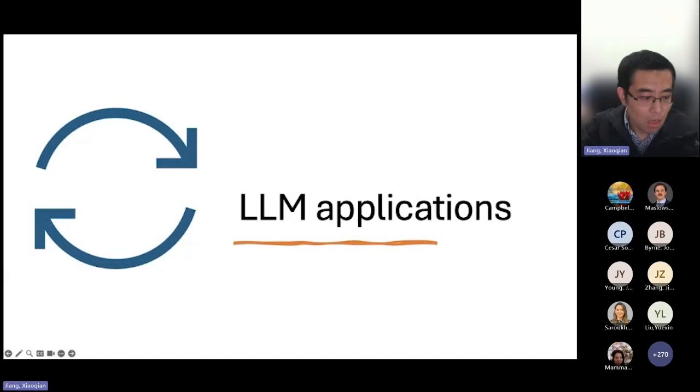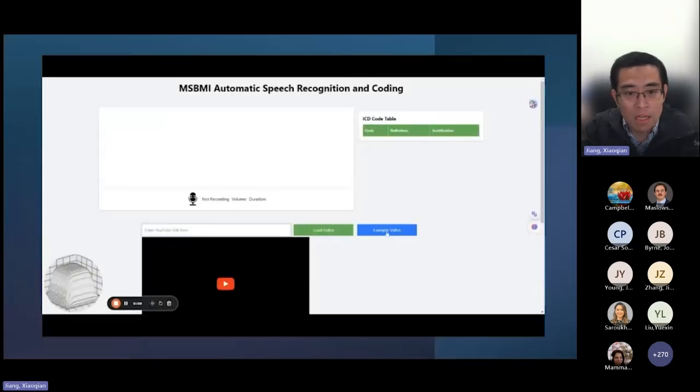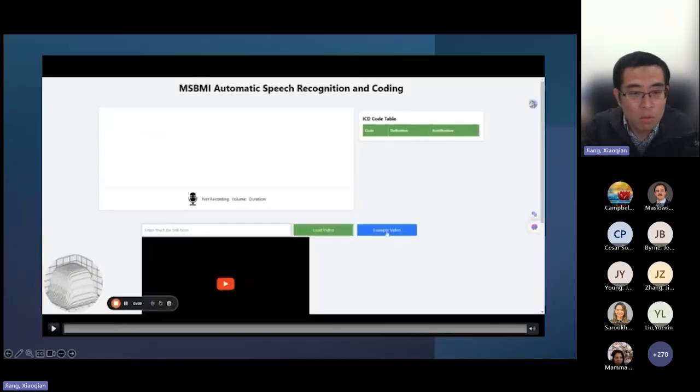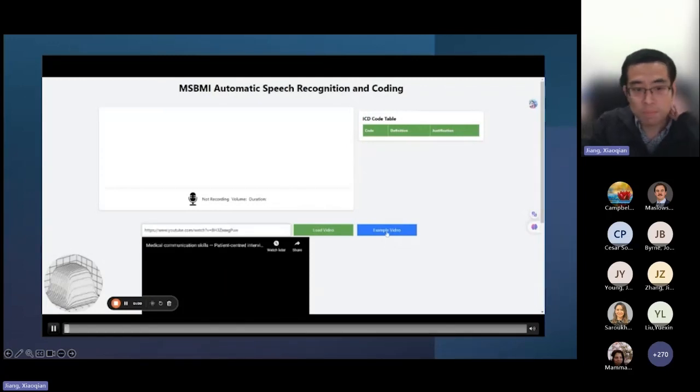With that said, I will just go very briefly and show you some large language model applications I developed in the School of Biomedical Informatics here. So let me show you what we are doing here.